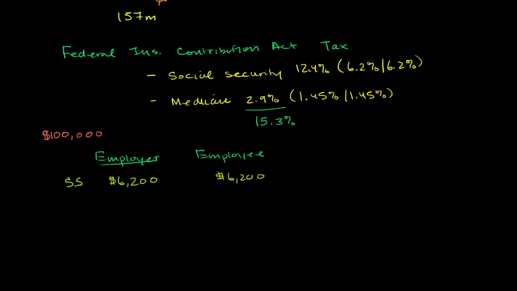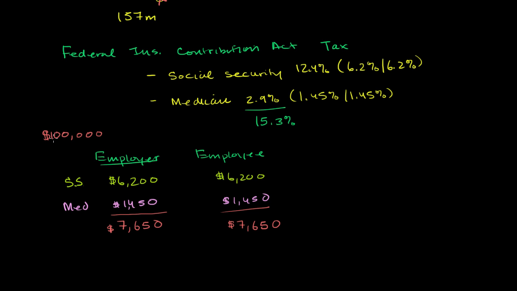And then for Medicare, let me do that in pink. For Medicare, the employer will contribute $1,450, once again above and beyond the gross salary of $100,000. And the employee will pay $1,450 out of their gross salary. So the total amount that is paid by the employer is $7,650 in payroll tax for this one employee. And the total amount by the employee is the exact same amount, $7,650.